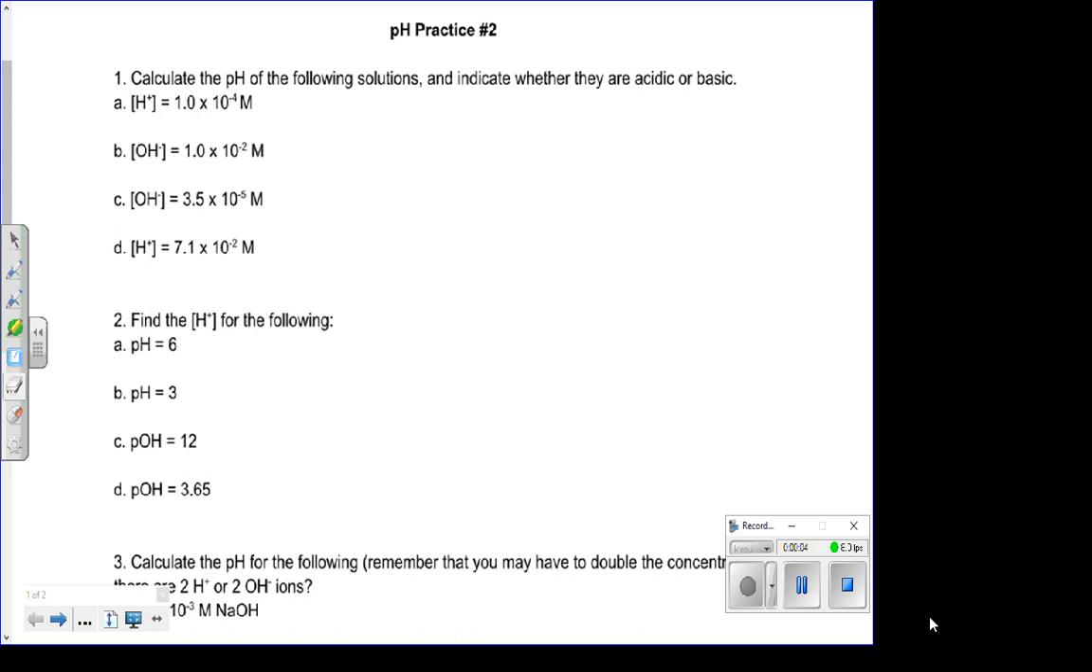All right, so number one, we're finding the pH. Again, pH is equal to the negative log of the H3O concentration, which is the same as the H plus concentration. All the same thing.